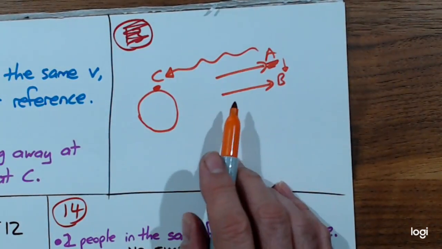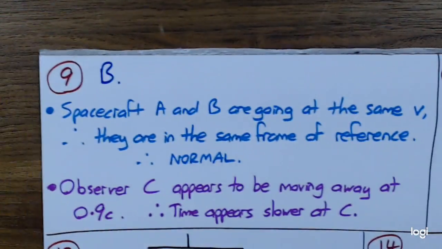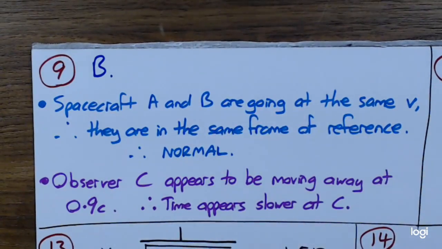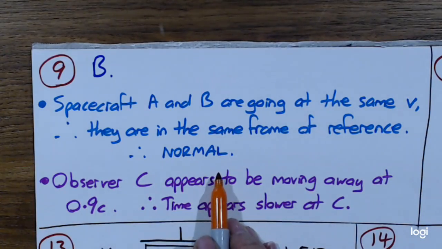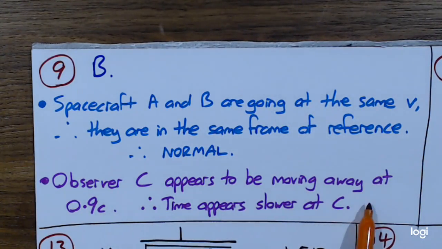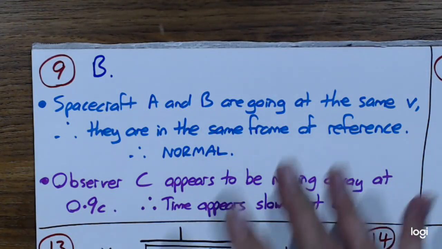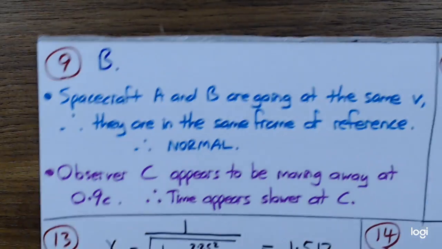But the answer to question 9 pretty much goes like this. Spacecraft A and B are going at the same velocity. They're in the same frame of reference, so everything's normal. Observer C appears to be moving away from A backwards at 0.9c, therefore time appears to be slower at C. I'll give you the overall rule for how all of that time dilation works in a second.